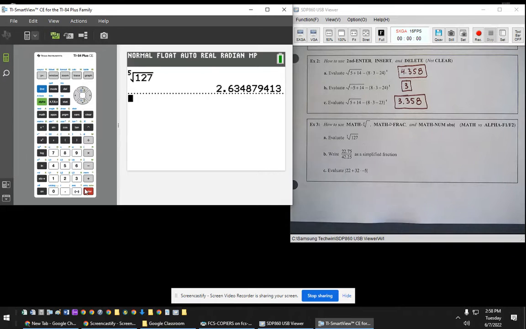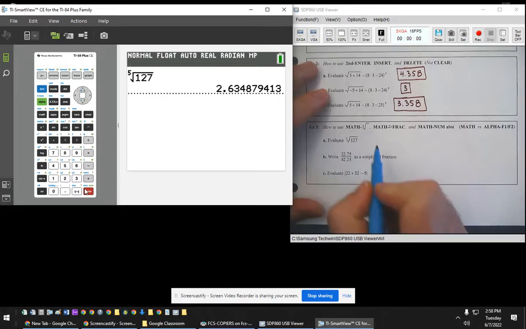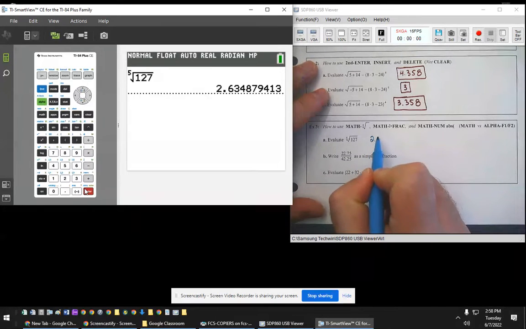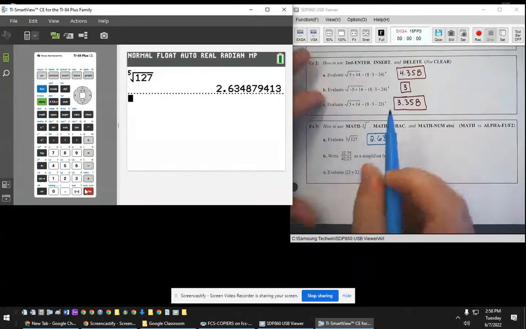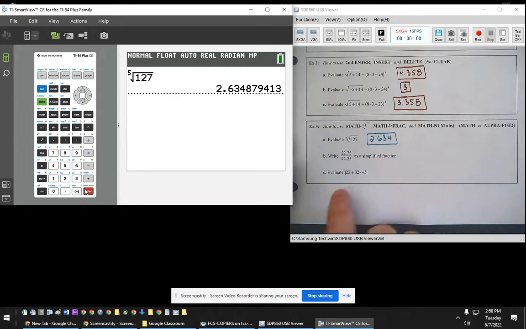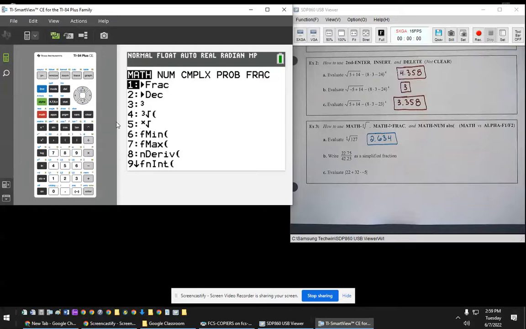So it spits back our answer of 2.634. Another way that I could do this, and that's over here, this is the alpha versus alpha, this is the math versus alpha F1, F2 options. So in other words, what I mean by this is if you look above, I can go into math, and it's right there, number 5.